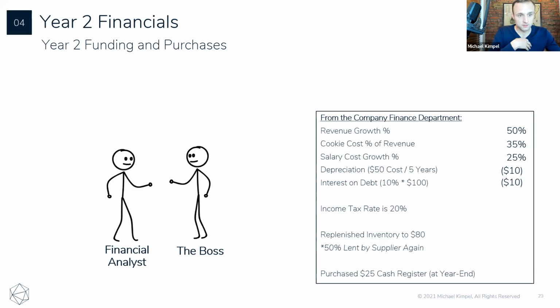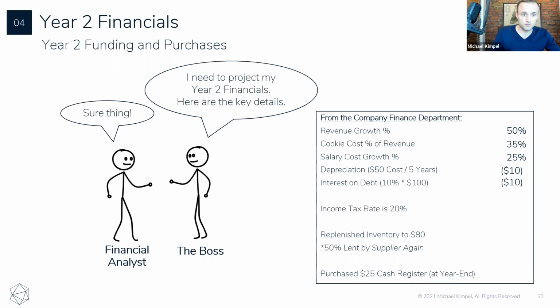And we've been given a set of assumptions by our strategy team around how fast we think the business could grow, how much cookie costs we would incur as a percentage of what we sell to customers, and how fast our salary costs should grow. Beyond that, going down to the bottom here, and I'll walk through the mechanics of all this in a second with some diagrams, at the end of the year, we replenish our inventory again to $80, and 50% of that, again, is lent by the supplier at all times. And at the end of year 2, we're going to purchase a cash register to make operations a little smoother for the cookie stand.